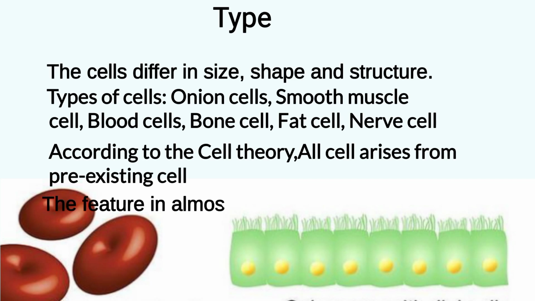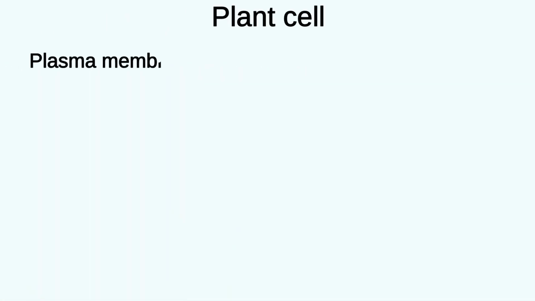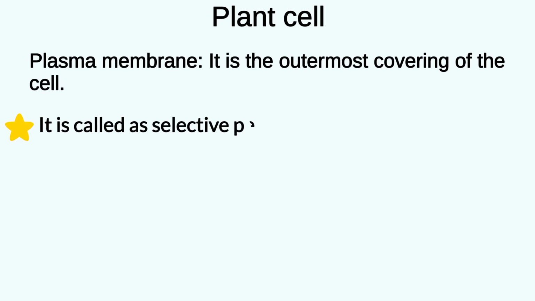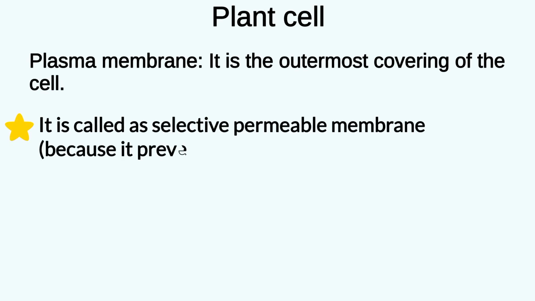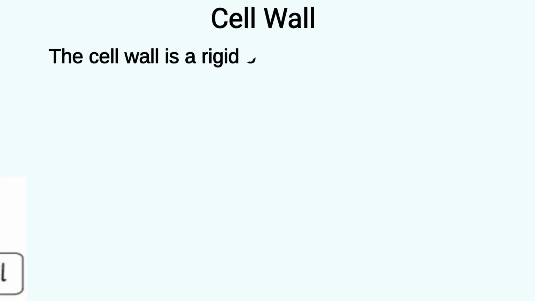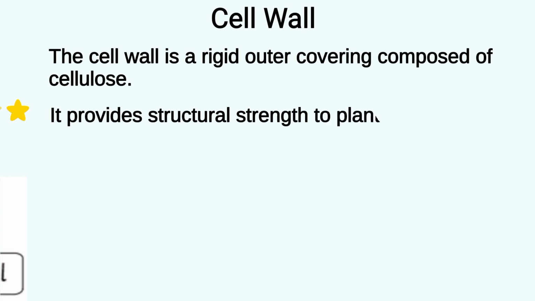The features in almost every cell are the same: plasma membrane, nucleus and cytoplasm. Plasma membrane. It is the outermost covering of the cell. It is called a selectively permeable membrane because it prevents movement of some materials. The cell wall is a rigid outer covering composed of cellulose. It provides structural strength to plant cells.